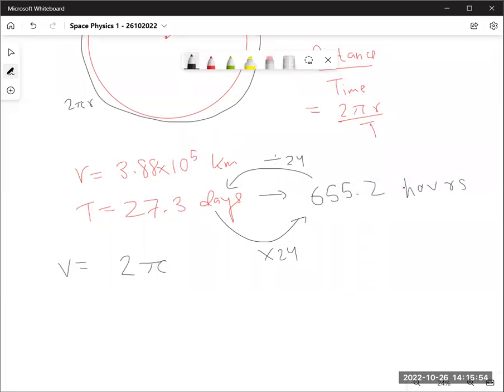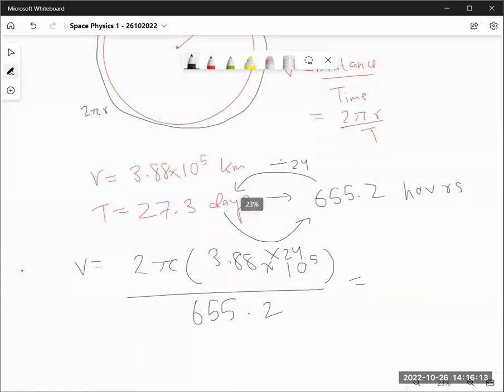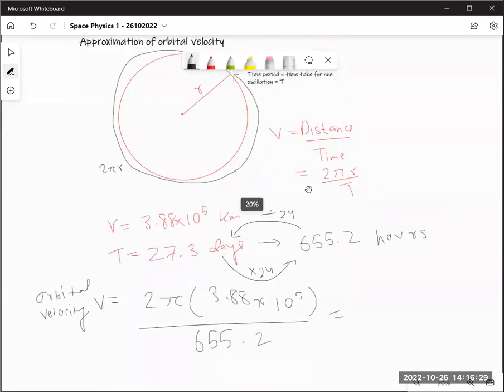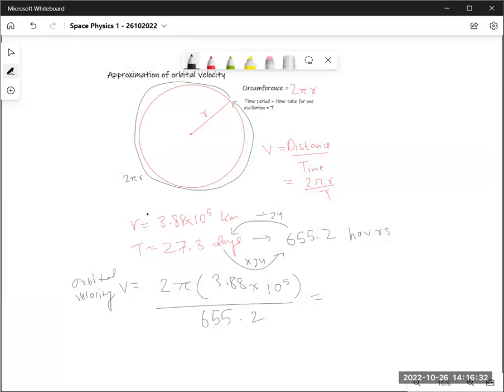First, focus on this. Now, 655.2, that's fine. So 2 pi r is going to be 3.88 into 10 raised to power 5 divided by 655.2. And what is the velocity of the moon? Or the orbital velocity, by the way, not just velocity, but the orbital velocity. I want all of you to write the whole thing in your notebook, not just the definition, the whole example.